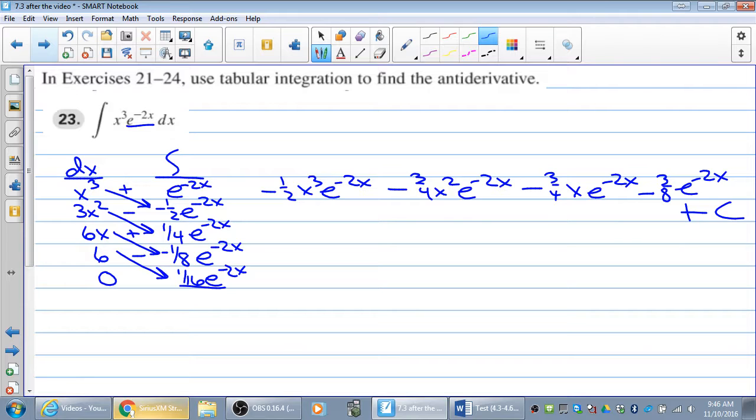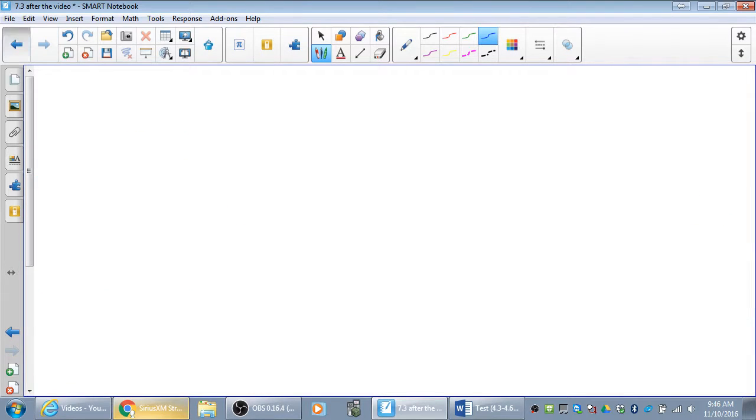Now, without that tabular method, we would have had to do integration by parts probably 3 or 4 times. I don't know because I haven't really done it 3 or 4 times. I just use tabular. So anyway, that saves lots of time. You just use the pattern. All right, that's it.